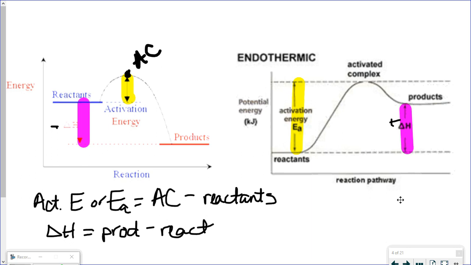As part of your practice, you'll have one of these to actually go through and label the reactants, products, things like that, and it will give you a scale so that you can actually find the value for activation energy by subtracting the activated complex and reactants, and you'll be able to find the delta H value by subtracting the amount for the products and reactants.